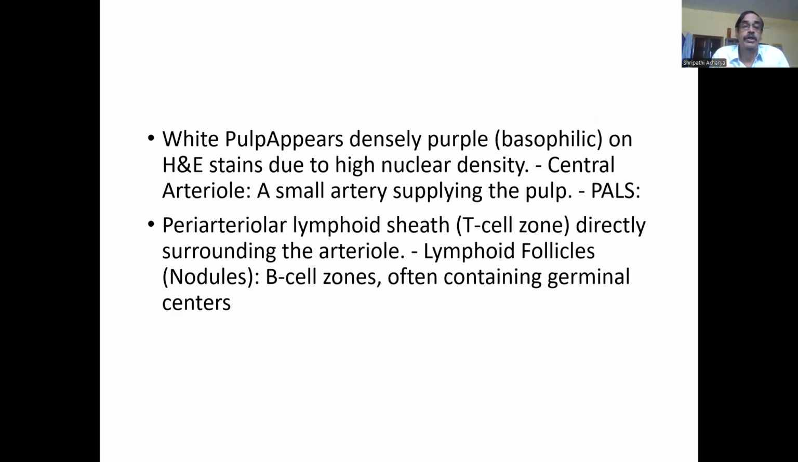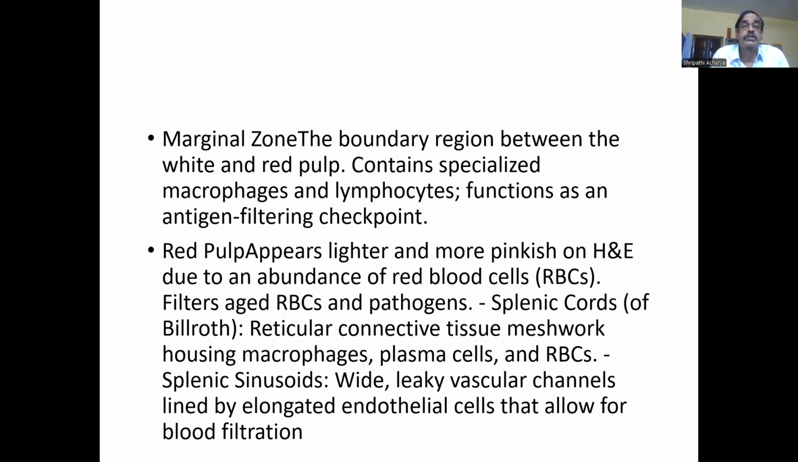Central arteriole, a small artery supplying the pulp, or periarteriolar lymphoid sheath. T cell zone directly surrounding the arteriole. Lymphoid follicles, nodules. B cell zones often containing germinal centers. Marginal zone. The boundary region between the white and red pulp contains specialized macrophages and lymphocytes. Functions as an antigen filtering checkpoint.